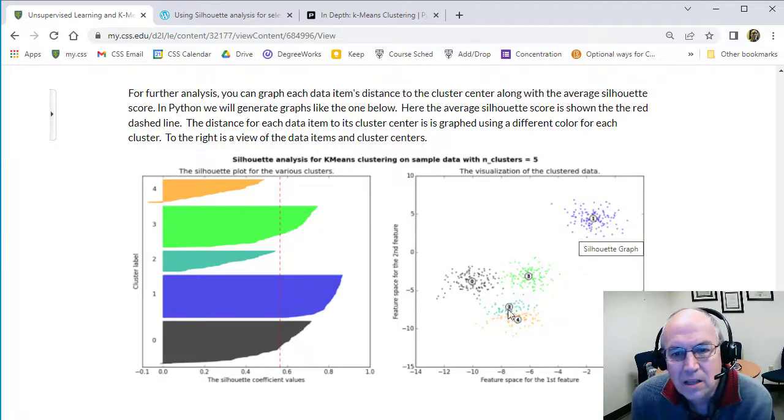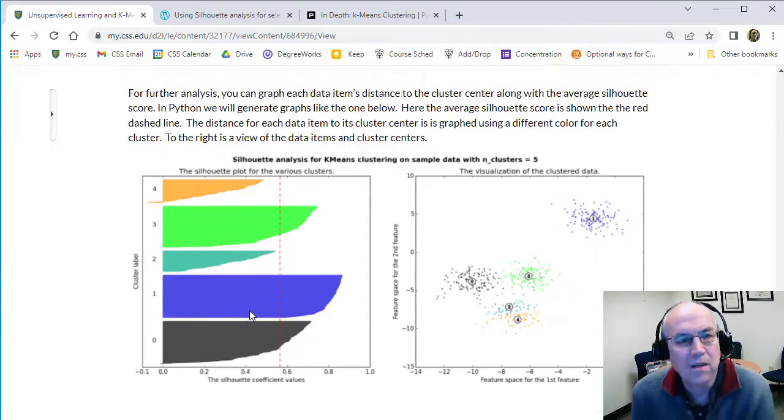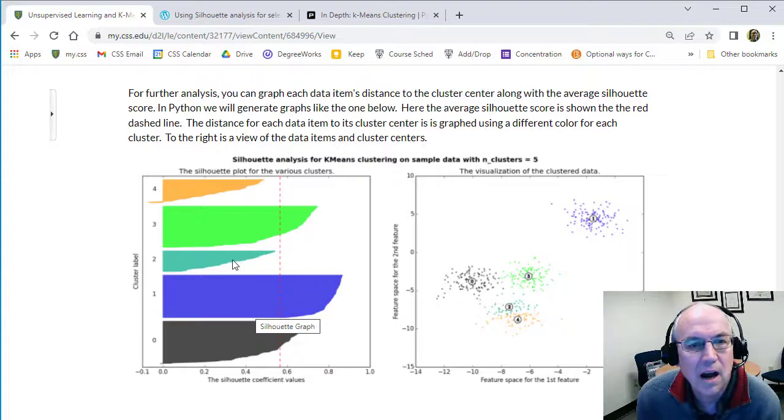But these two clusters, 2 and 4, they should probably be one cluster. There's not a great match here. And so if you look at these two, these are bad clusters. Most of their values are low. They only start up at 0.5 and they actually go negative here. So these two clusters are bad clusters. So this would argue that you might want a different number of clusters than this.